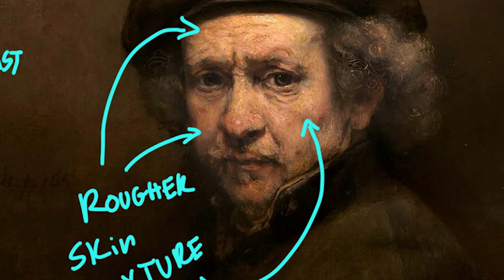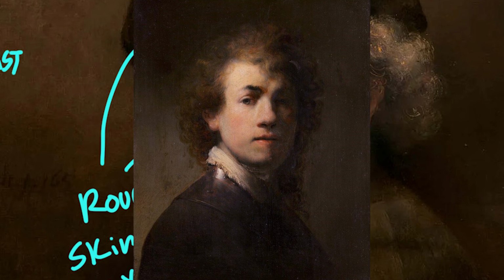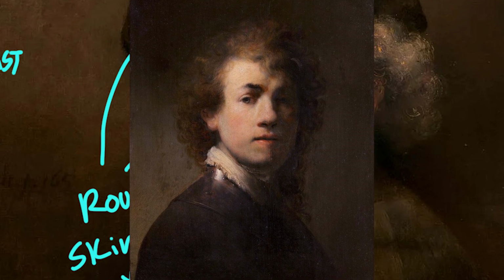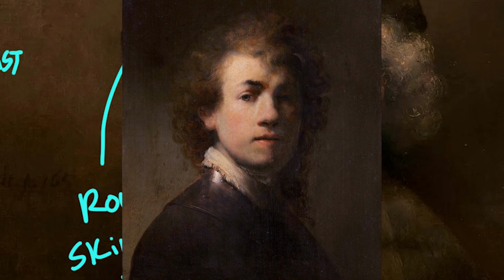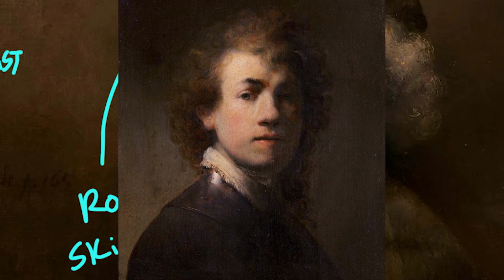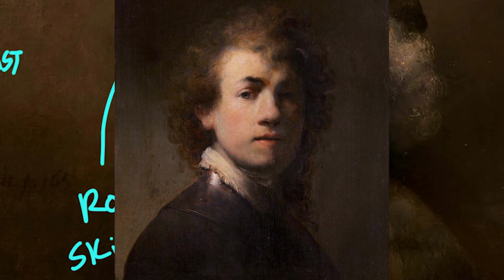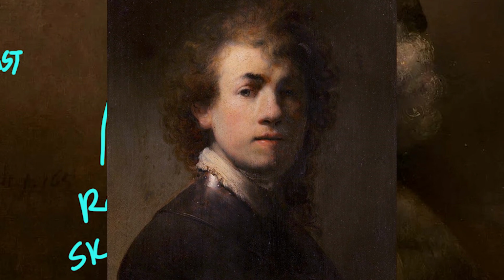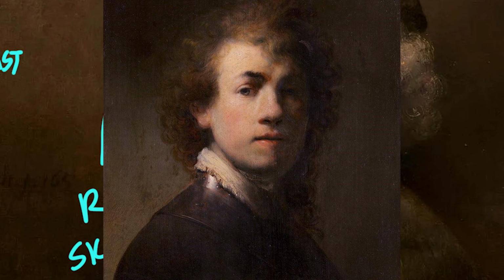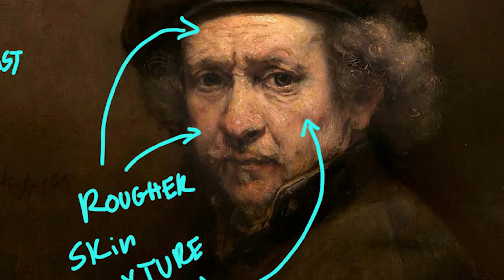But if we take a look at some of Rembrandt's older paintings, from when he was younger, those paintings have a much smoother texture. So he evolved: he started out with a very smooth texture for the skin, and later on wanted to explore a bit more, adding a little more color and personality to the skin.